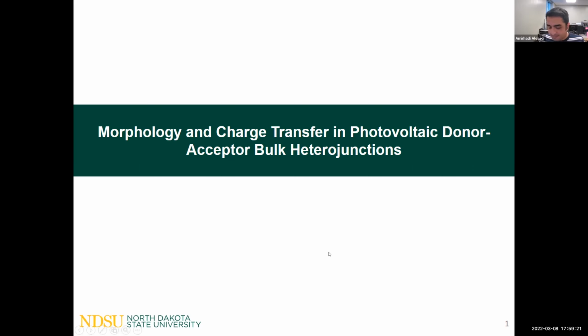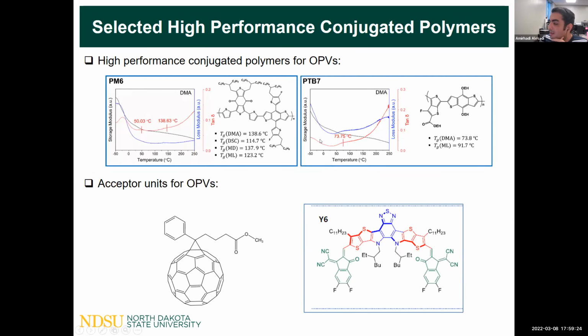So the polymers here that we are looking at are PM6 and PM7. These are kind of the most brand new and high performance conjugated polymers that are being utilized in organic photovoltaics. There are two questions here.